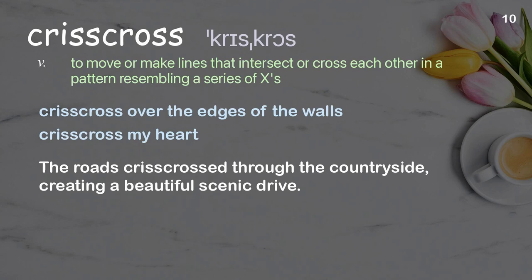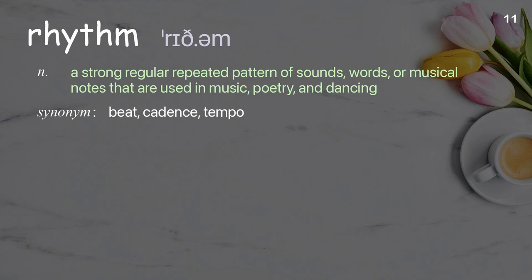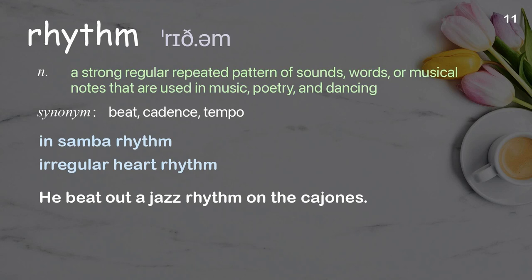Rhythm. A strong, regular, repeated pattern of sounds, words, or musical notes that are used in music, poetry, and dancing. Examples: In samba rhythm. Irregular heart rhythm. He beat out a jazz rhythm on the cajones.